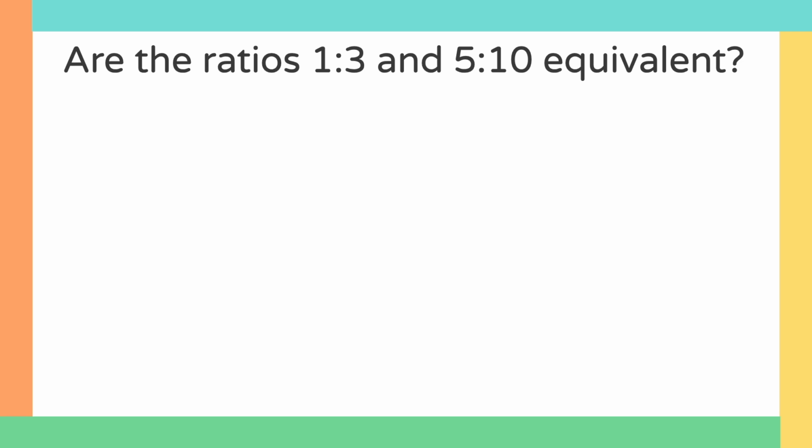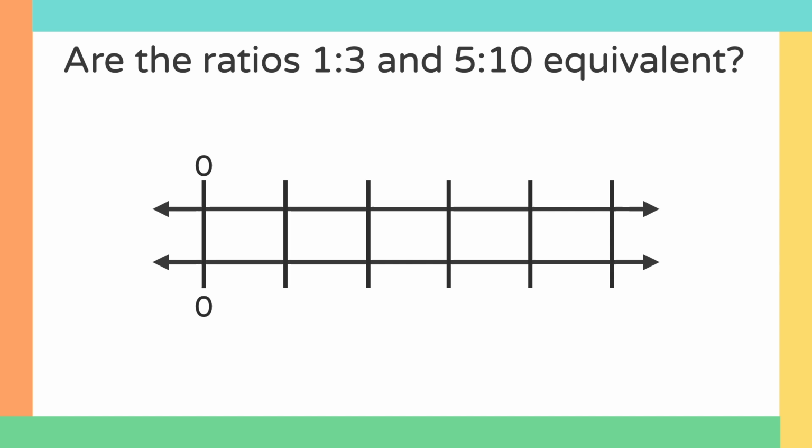Here is our first example. Are the ratios 1 to 3 and 5 to 10 equivalent? To find out, we will begin with the first ratio, 1 to 3, and see if we can count up to the second ratio, 5 to 10. Let's use a double number line to help us. Each number line represents part of the ratio.